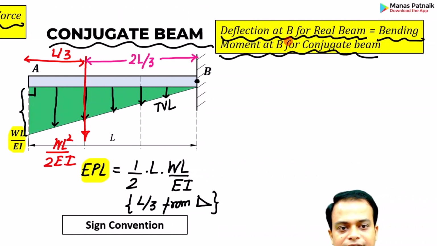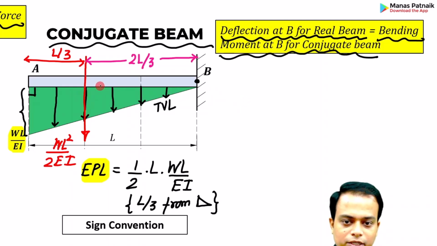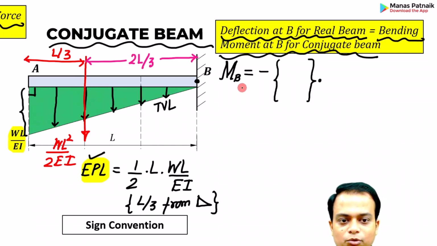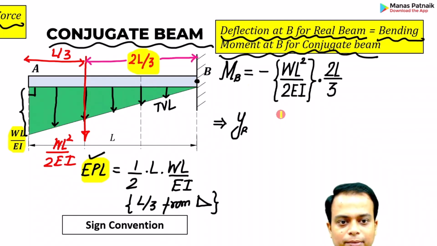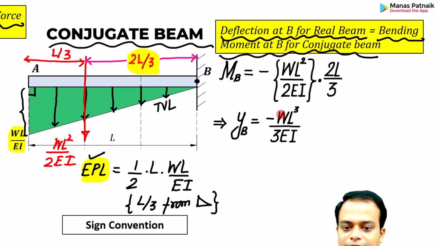Secondly, we also wish to find the deflection at B for the real beam. Again, get the bending moment for the conjugate beam at B. The idea is very simple. We can replace this triangularly varying load with this red color arrow, point load, WL square upon 2EI. So the bending moment at B is equal to negative, it is the case of hogging, WL square upon 2EI into this distance, 2L over 3. Do the math. This is your deflection, by the way.